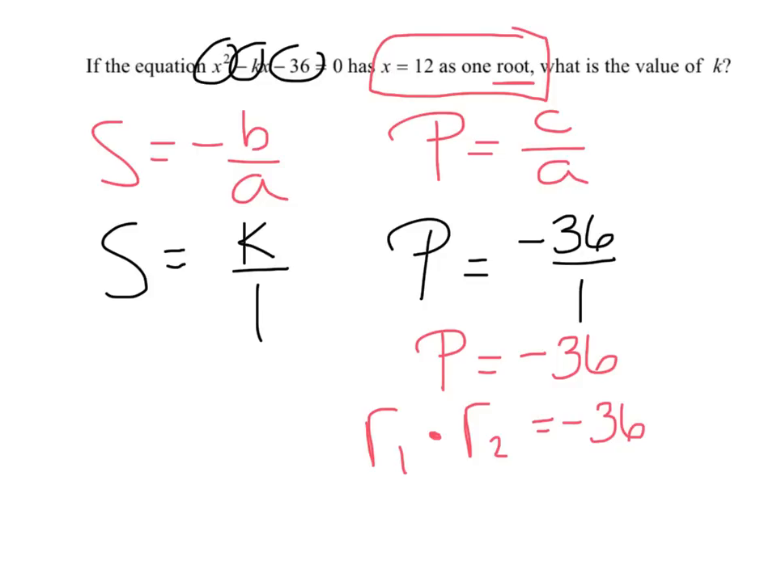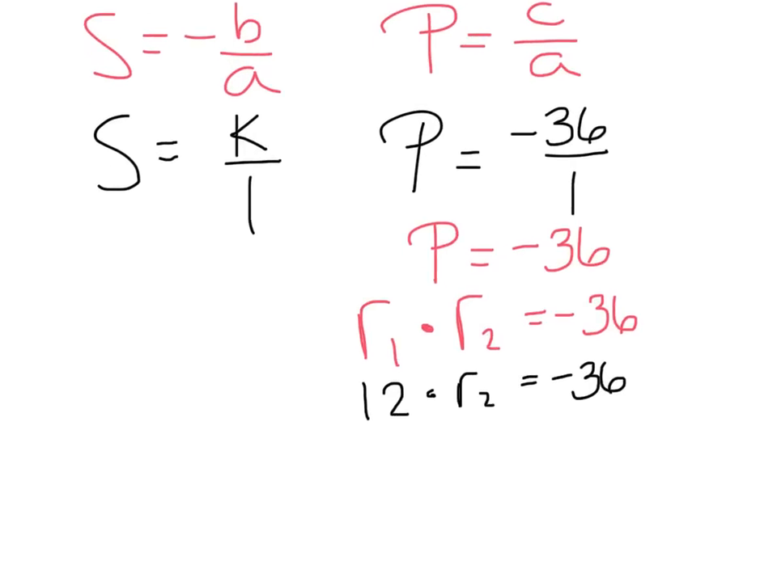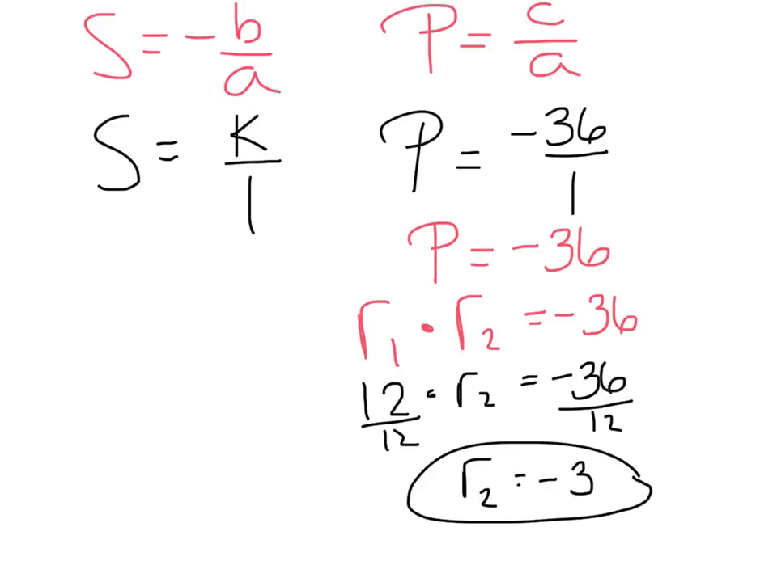You happen to know one of the roots. One of the roots, we said, is 12. So 12 times root 2 is equal to negative 36. All I have to do is divide by 12. And I know the second root is equal to negative 3. Okay, now, that doesn't actually answer the question. That tells me the other root. I know one root is negative 3, and the other root is 12. So let's just mark that down.